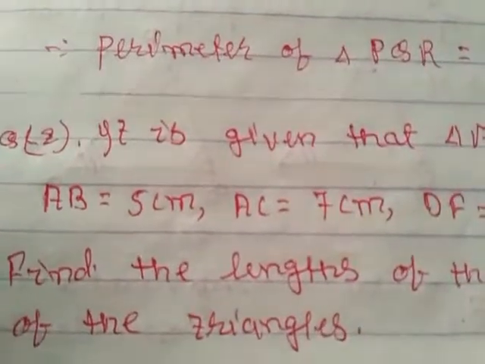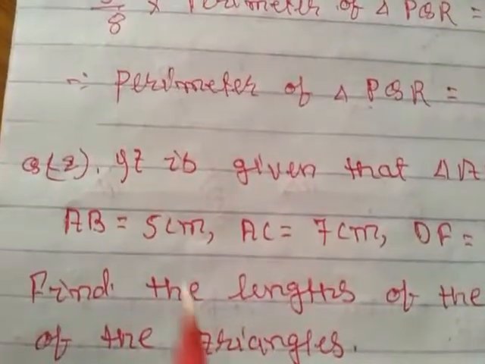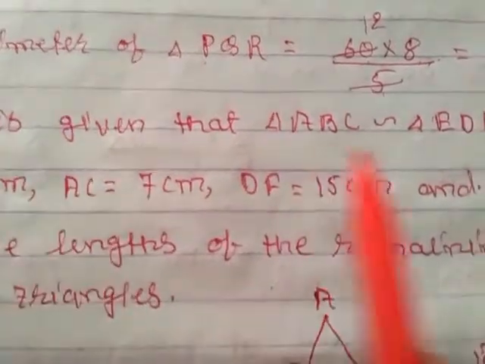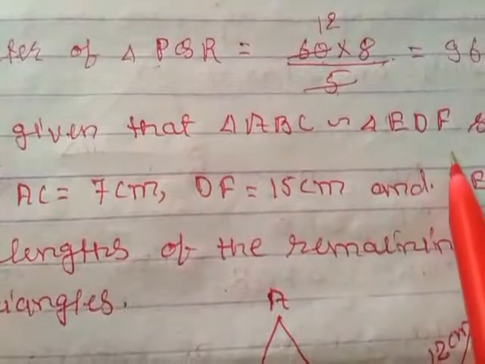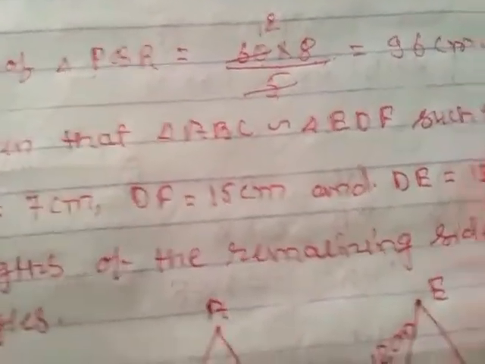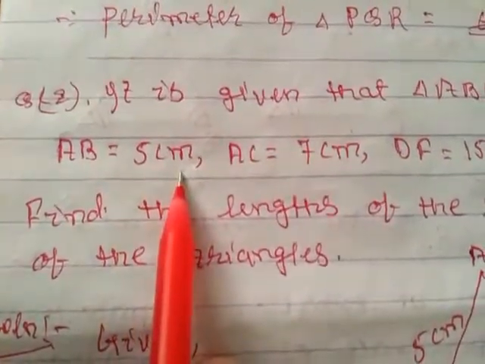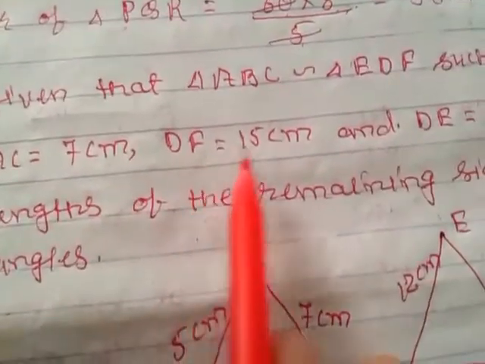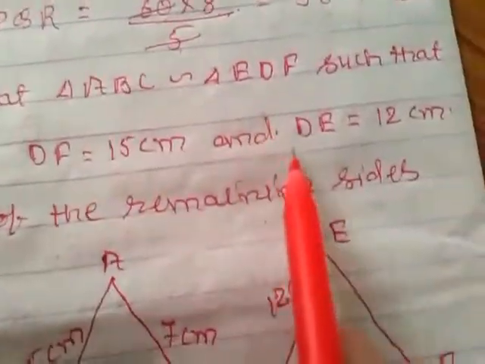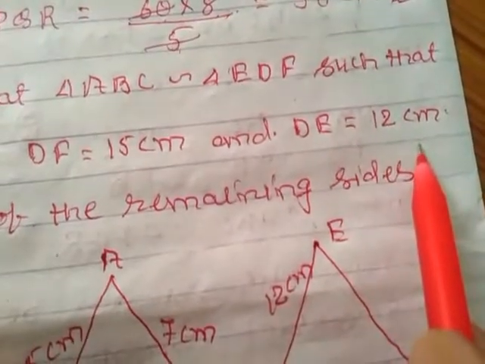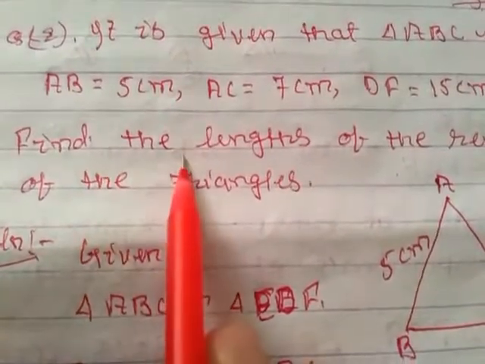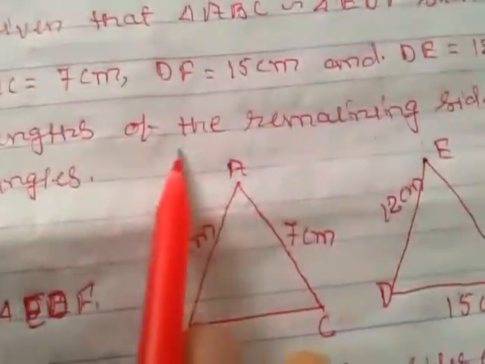It is given that triangle ABC is similar to triangle EDF such that AB equals to 5 centimeter, AC equals to 7 centimeter, DF equals to 15 centimeter and DE equals to 12 centimeter. These all things are given. Now you have to find the lengths of the remaining sides of the triangles.